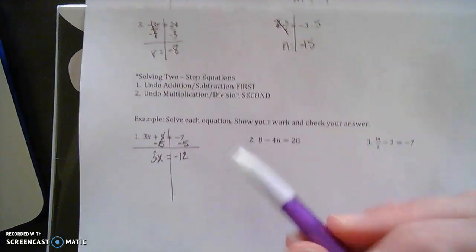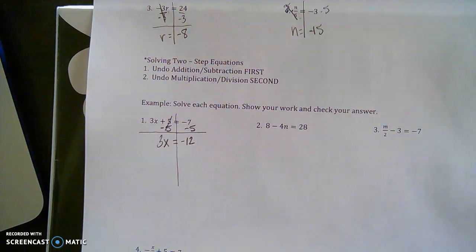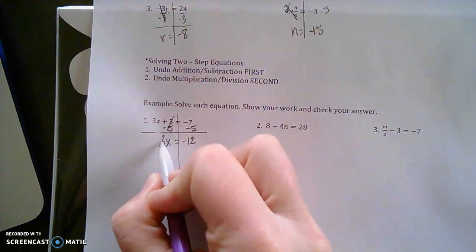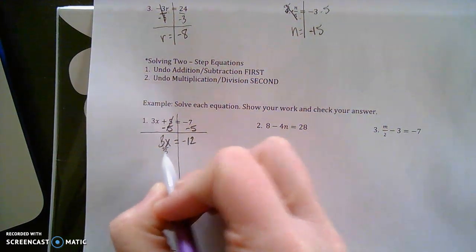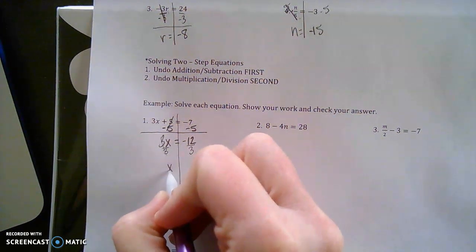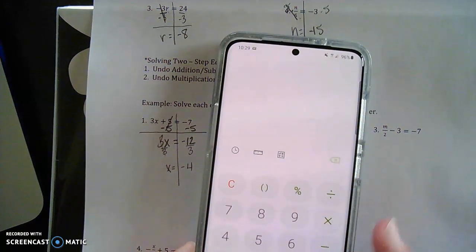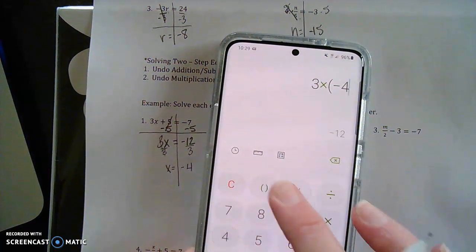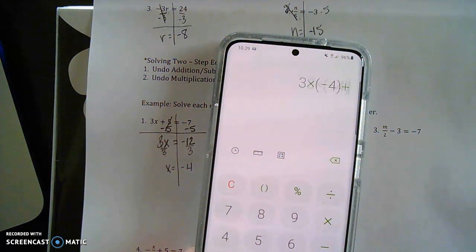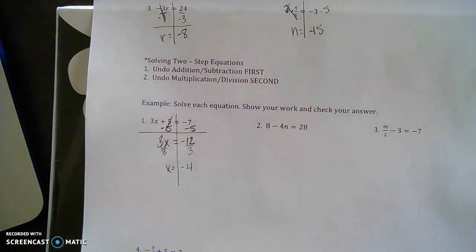Again, it's going to be really important that you show your work, keep it in a nice, neat line so you can go back and see what's happening. This is 3 times x, so divide by 3, divide by 3, x equals -4. That is what we would get for our answer. So again, to check, we're going to do 3 times negative 4, which is what we got for x, plus 5, and it does equal negative 7 like it's supposed to. So every time you do a problem, you should always go back and check your work.